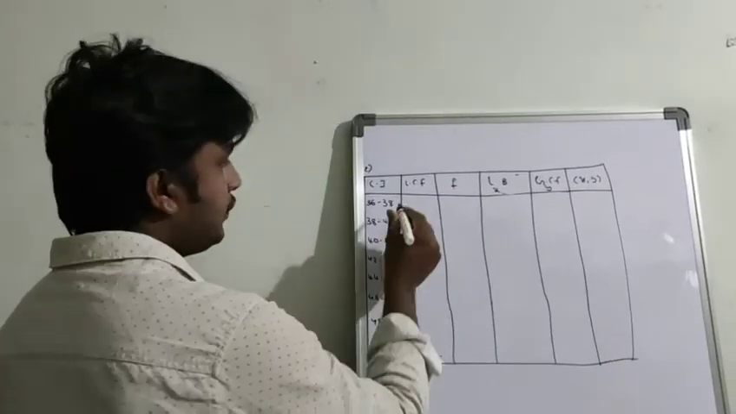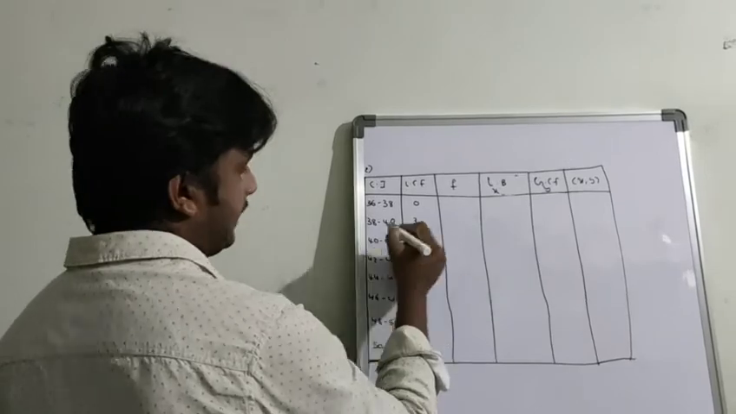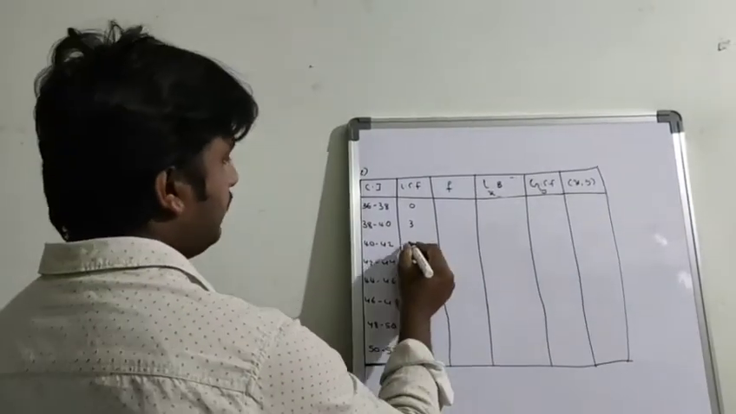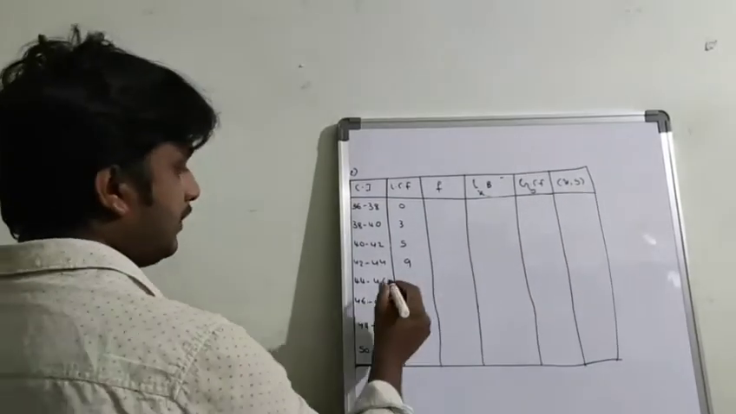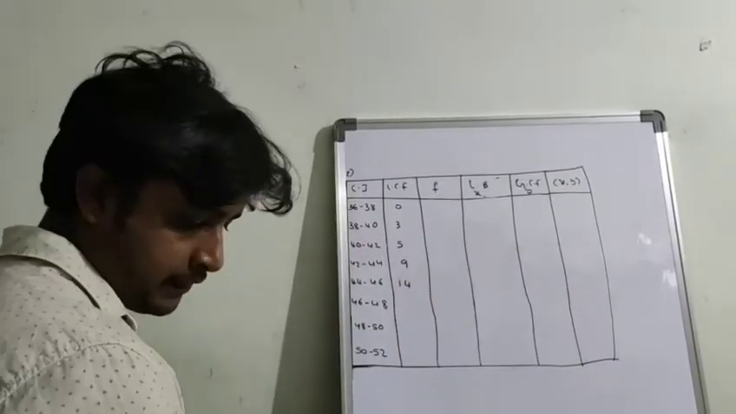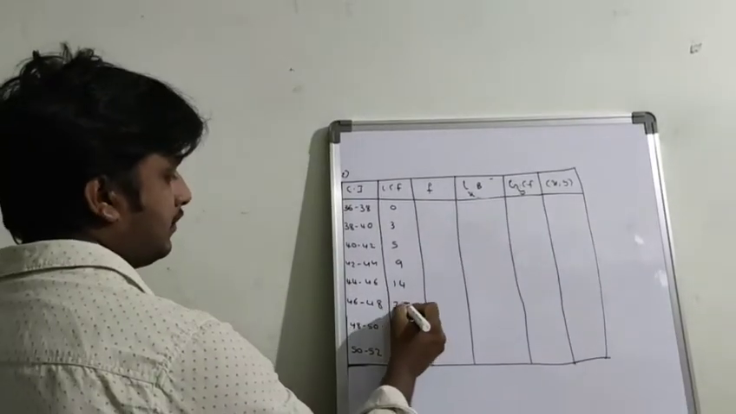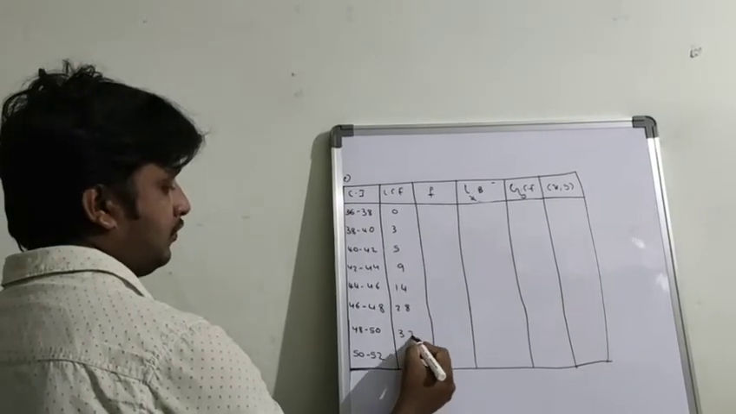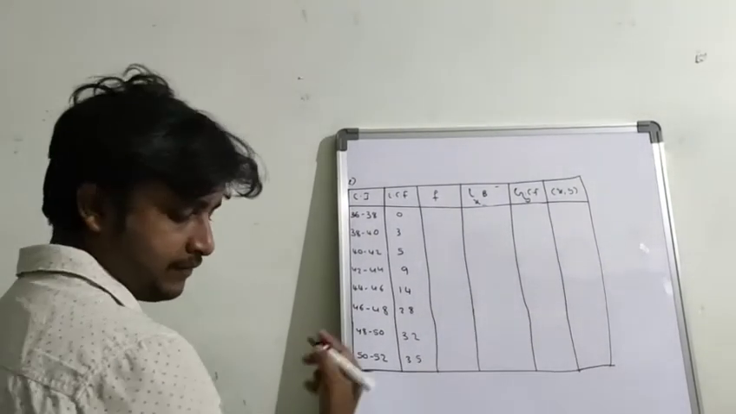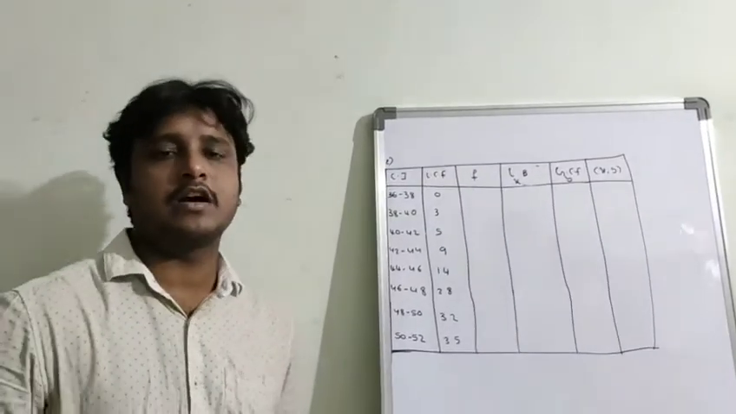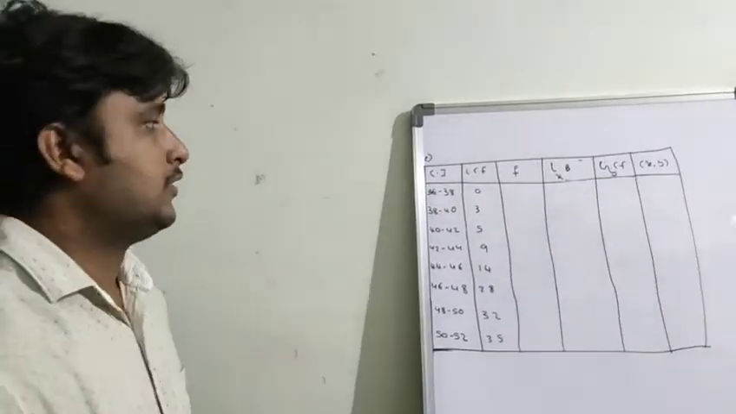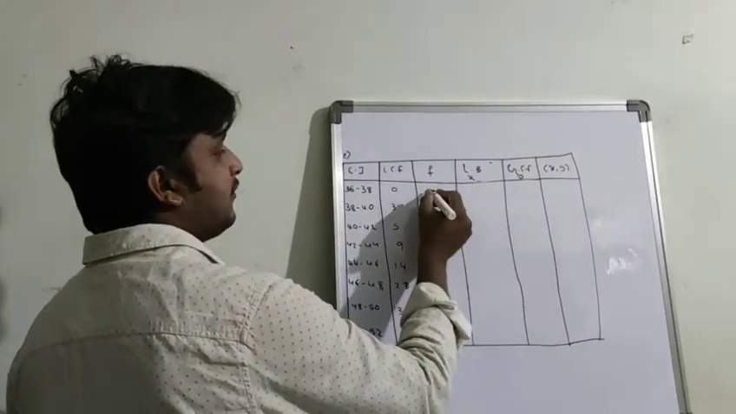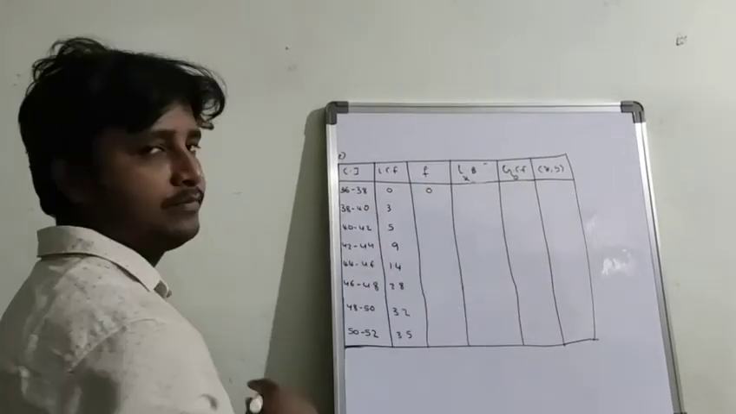The LCF values are 0, 3, 5, 9, 14, 28, 32 and 35. In the previous class we discussed how to convert the less than cumulative frequencies into frequencies. The first observation of the less than cumulative frequency and the frequency is the same.